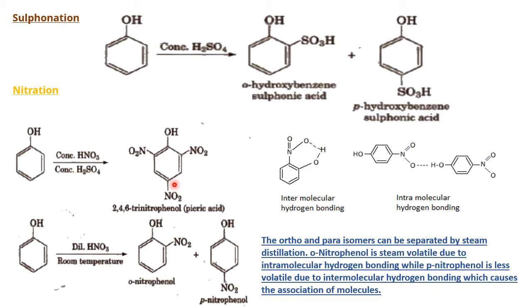Picric acid. So picric acid is nothing but 2,4,6 trinitrophenol. Because of its 3 electron withdrawing nature, it shows the best acidic character. That's why the name is kept as picric acid. And if all the 5 positions are packed, 2 ortho, 2 meta, 1 para, that product is called as what?